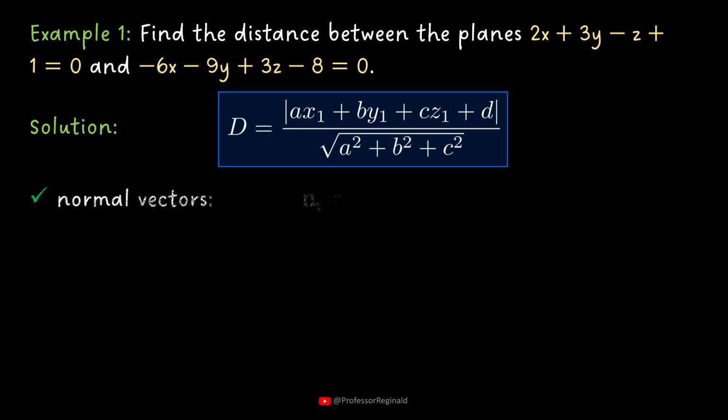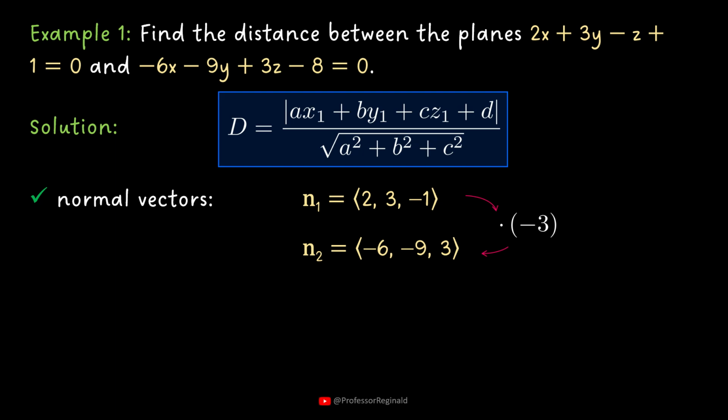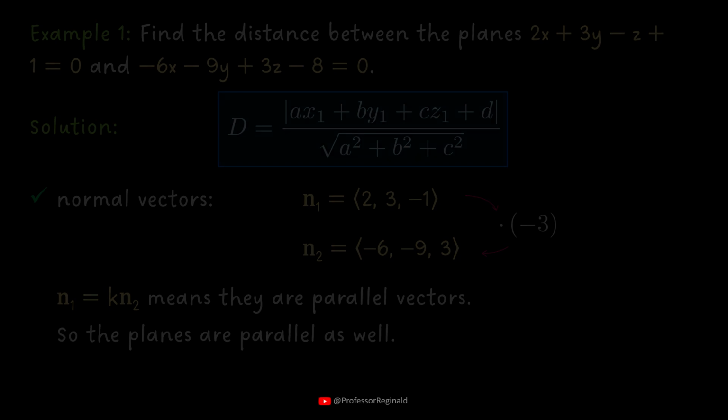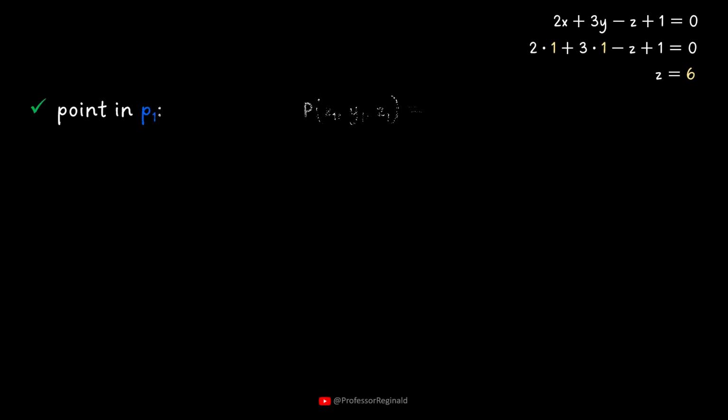The normal vector of a plane can be extracted from the equation of the plane. We notice that normal vector 1 is negative 3 times normal vector 2. The normal vectors are scalar multiples of each other, so the normal vectors are parallel. Hence, the planes are parallel as well. Find a point in plane 1. Substitute convenient values of x and y into the equation of plane 1, and then compute the resulting value of z. So those values of x, y, and the resulting value of z make up the point in the plane.